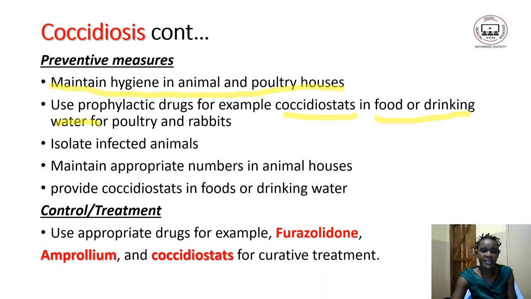But if at all the animals have been attacked by the disease, isolation may also help. So you isolate affected animals so that the healthy ones should not be affected as well. And maintaining appropriate numbers in animal houses will also help to prevent the disease. As already mentioned, overcrowding can be one of the factors of the spread of the disease.